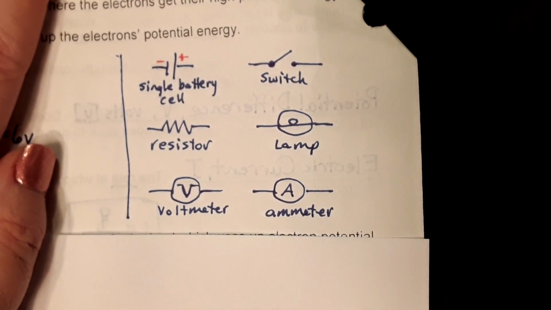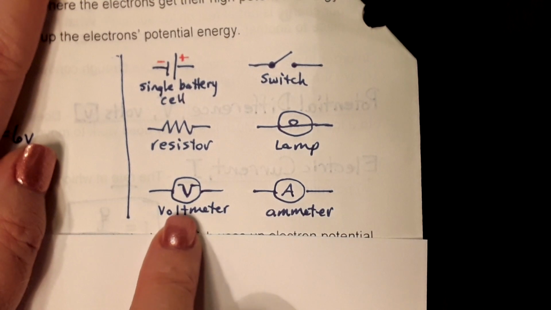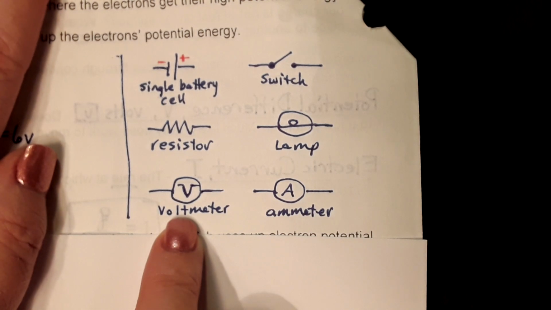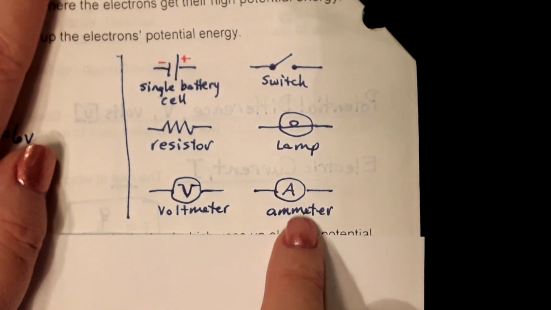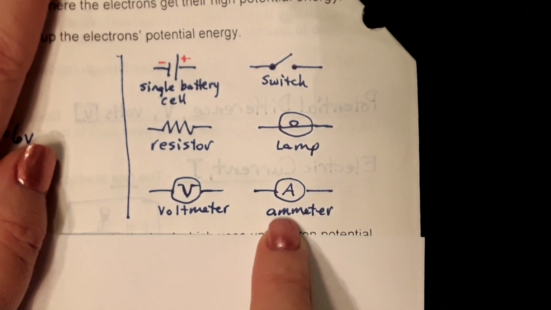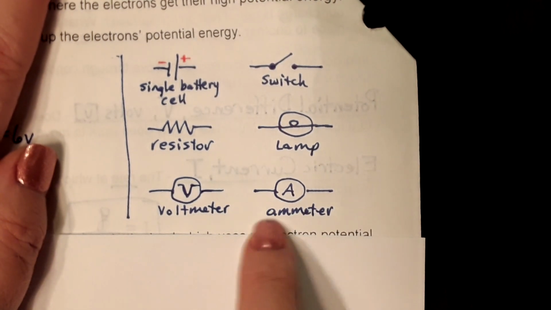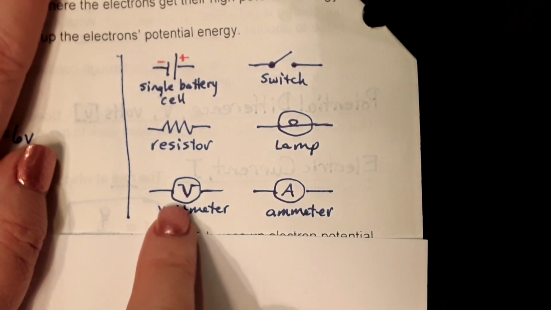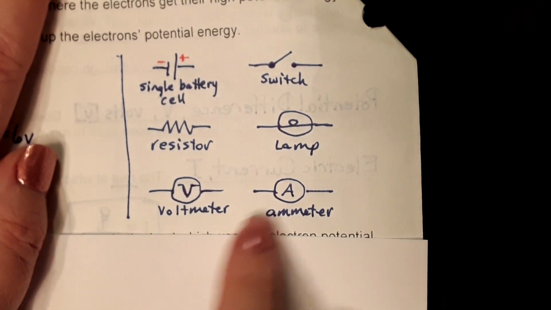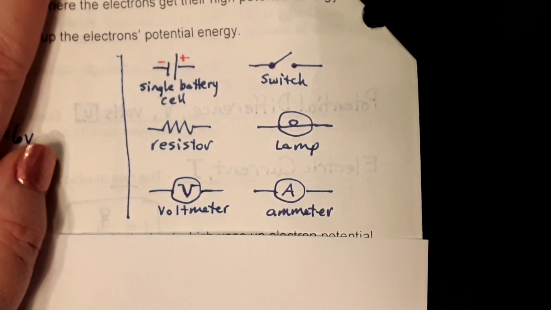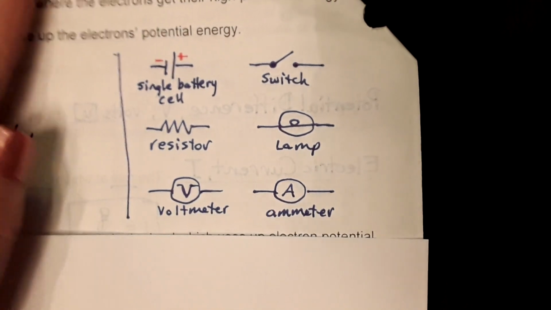Down here, these are both measuring devices. A voltmeter does exactly what it says. It measures volts of potential difference. An ammeter measures amps, although notice there's no P there. Don't put the P in, it's ammeter. Ammeters measure amps of current. So you have a circle with a V for voltmeter and an A for ammeter, okay?